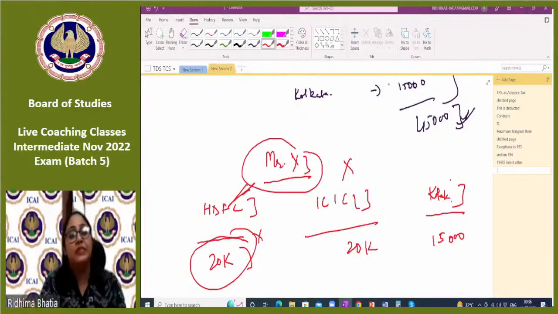Now, with today's class we have made the base for TDS. In the coming class we will cover all the remaining sections of TDS which are there in your modules. So please be prepared, learn the concept, and be on time. We'll start next class with section 194BB.